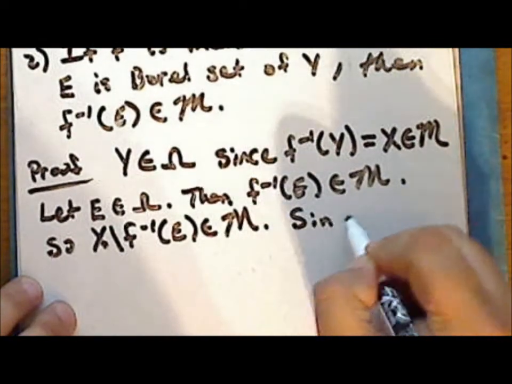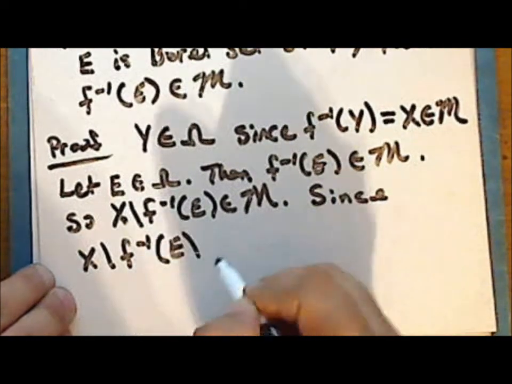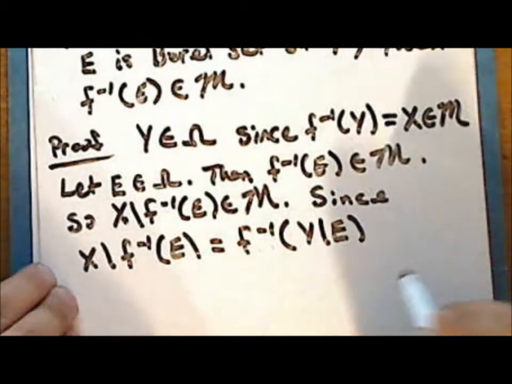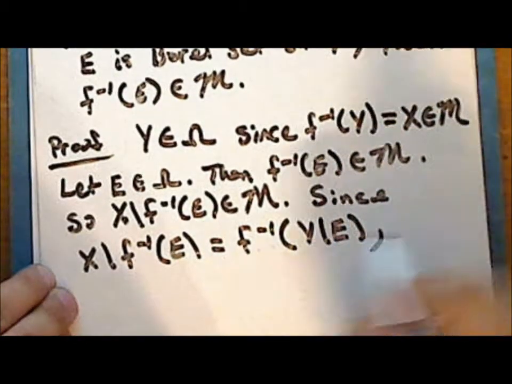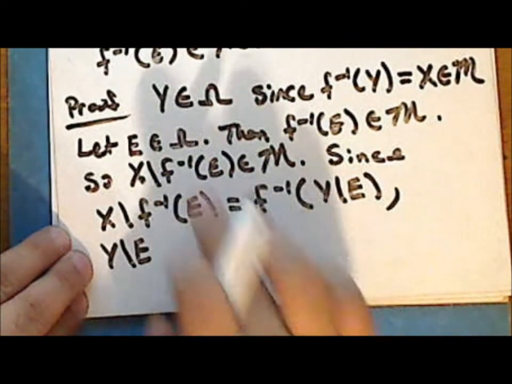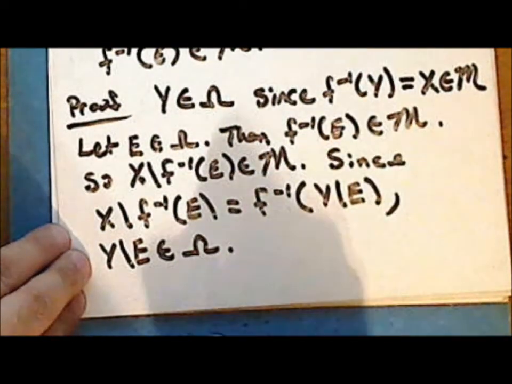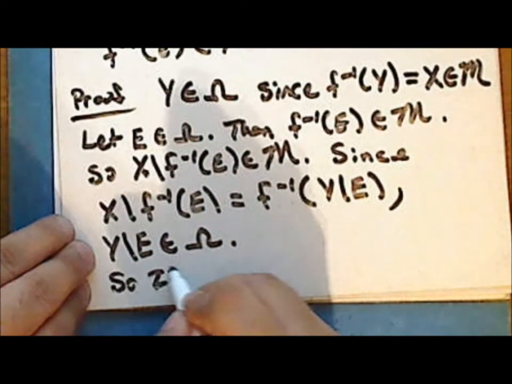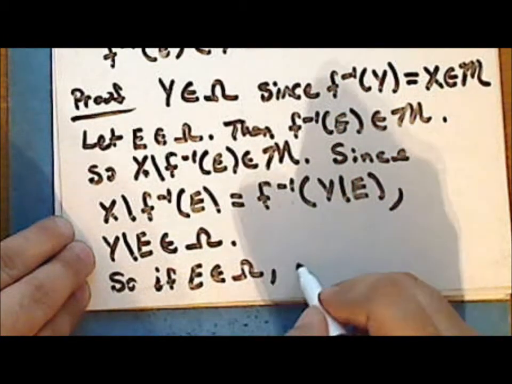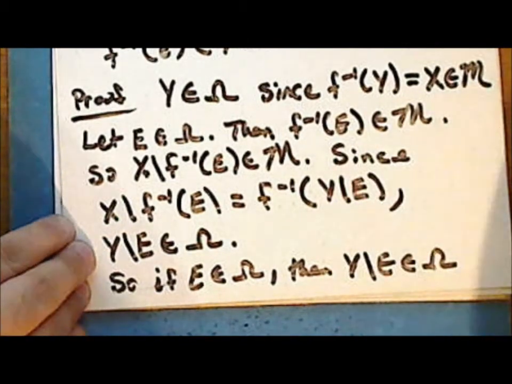Now, since the complement of the inverse image of the set E is the same as the inverse image of the complement of E in Y, we see that the inverse image of this complement is a measurable set, and so this is in the collection omega. And so we have that if a given set E is in set omega, then its complement is in the collection omega. All right?